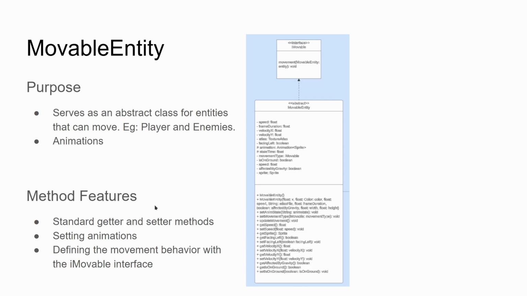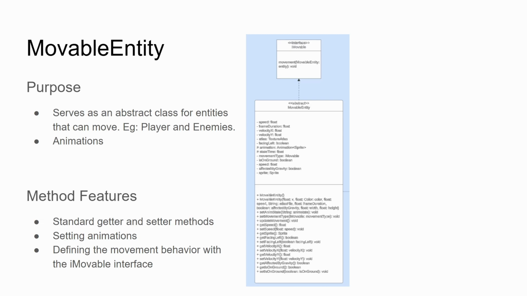Set movement type basically defines the movement behavior of the entity when it receives the movement class that implements the iMovable interface. Whilst for set anim state, it basically takes in a string and finds the animation name in an animation file that has a .atlas extension.